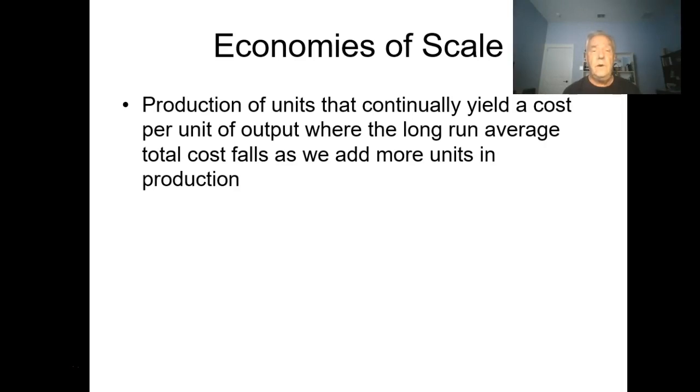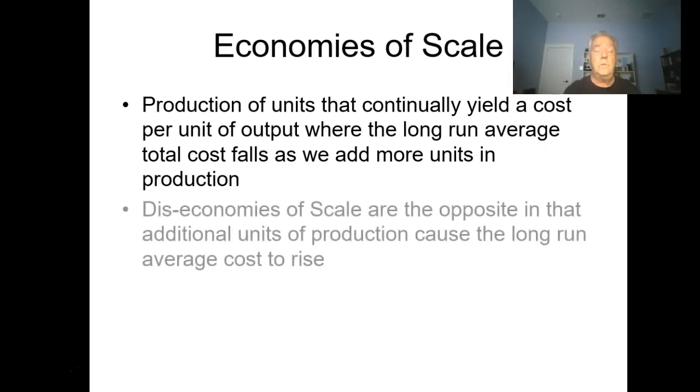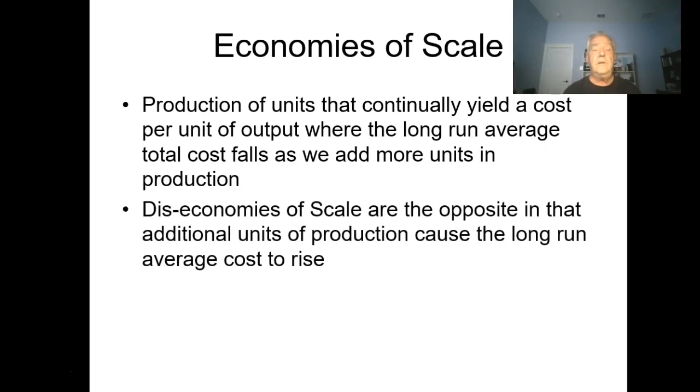We want our production to reach an economies of scale where we know we have the lowest cost, and we don't have to go beyond that point to produce more units. Diseconomies of scale are the opposite. Additional units cause long-run average cost to rise. So with economies of scale, the average cost is still coming down. When we hit diseconomies of scale, the average cost is starting to rise.